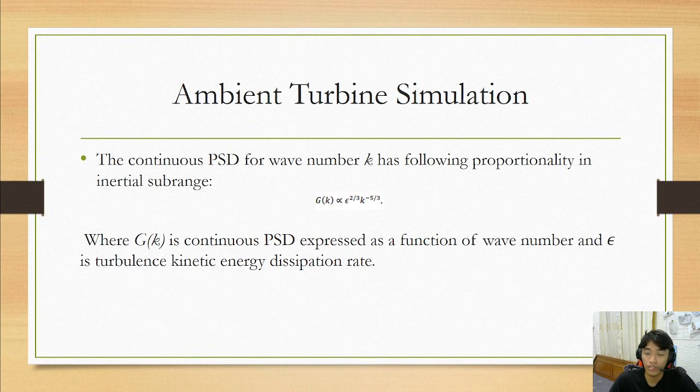So the continuous PSD for wave number k has the following proportionality in the inertial subrange, which is the given formula below, where G(k) is the continuous PSD expressed as a function of wave number and ε is the turbulence kinetic energy dissipation rate.